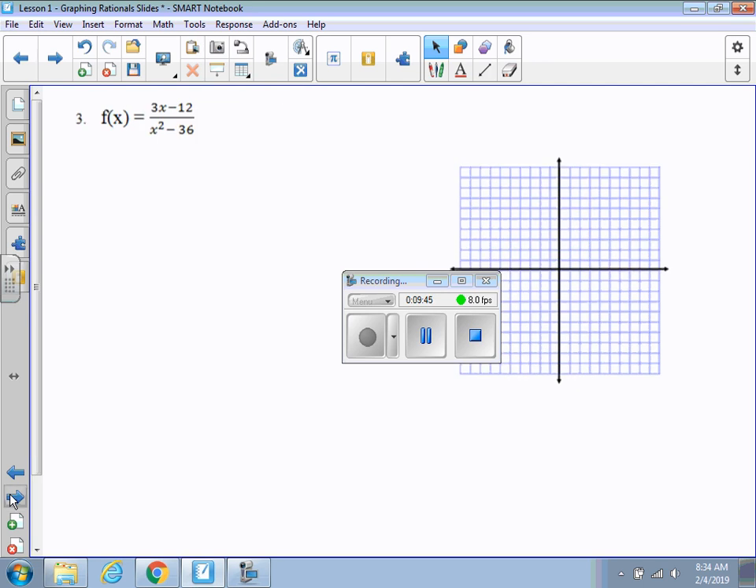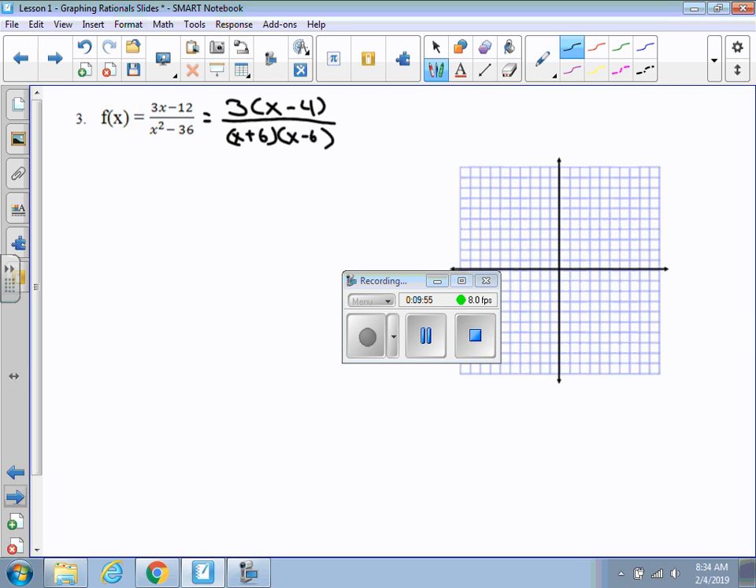All right, last example. Feel free to pause the video and try it on your own. So factor GCF of 3, you're left with x minus 4. Denominator, difference of squares, x plus 6, x minus 6. Because we have no common factors, that means we have no holes.